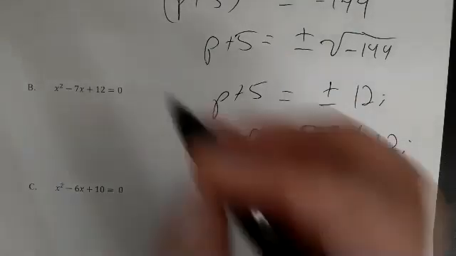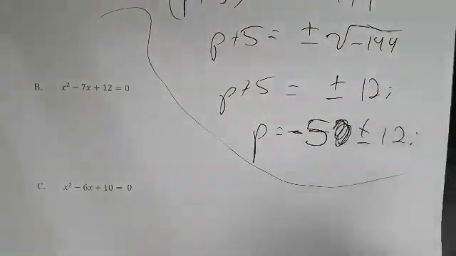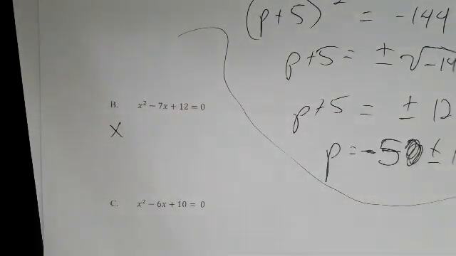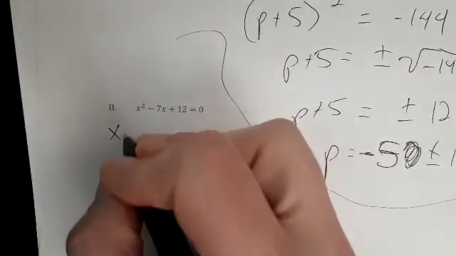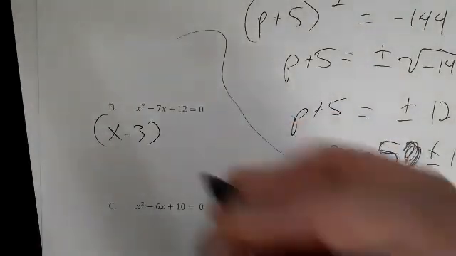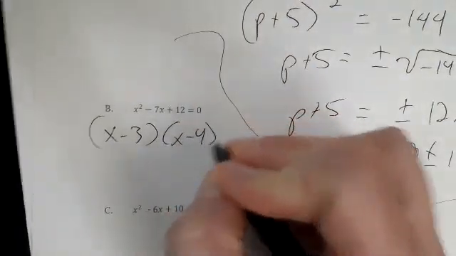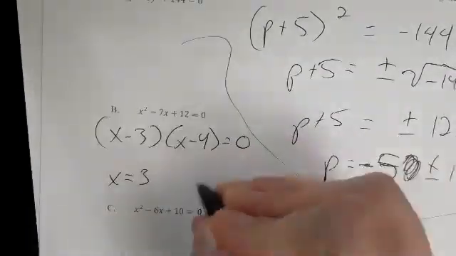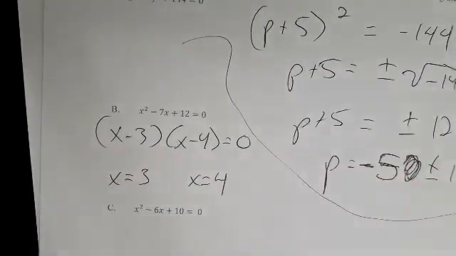So this one, you should be able to use square root property on. This one is (x minus 3)(x minus 4) if we factor this thing. So this thing was factorable, and we set each of those factors equal to 0. So this is going to give me x equals 3, and that's going to give me x equals 4 for that one.